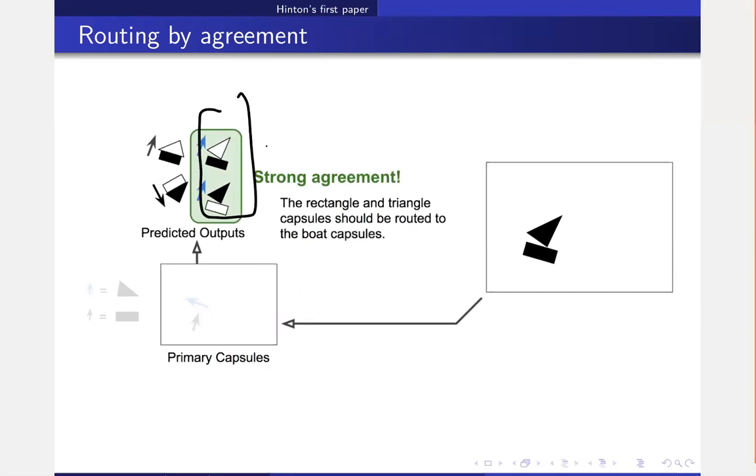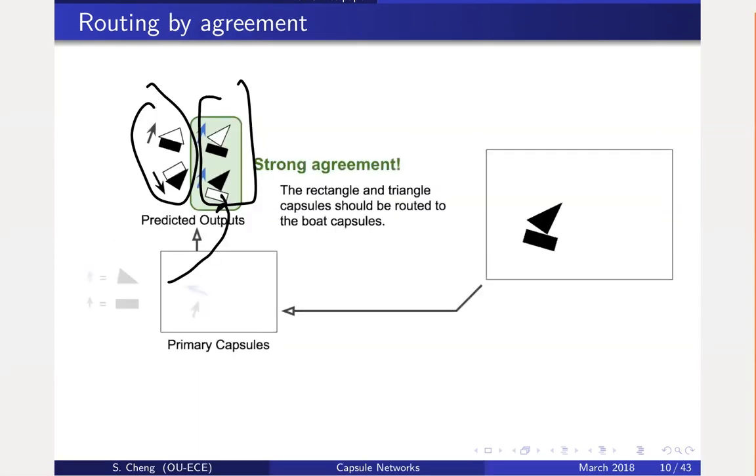Therefore, the routing weight there will be reinforced, right? For the rectangle and the triangle capsule, the route to here will be reinforced. But on the other hand, the house does not have strong agreement. So eventually the routing weight from the rectangle to the house here will be diminished. Therefore, eventually we will decide that this is actually a boat instead of a house.